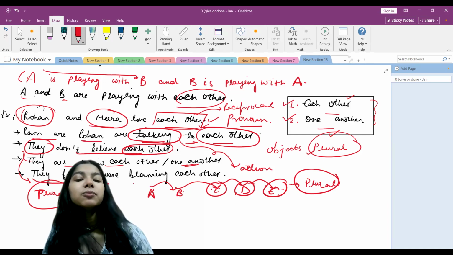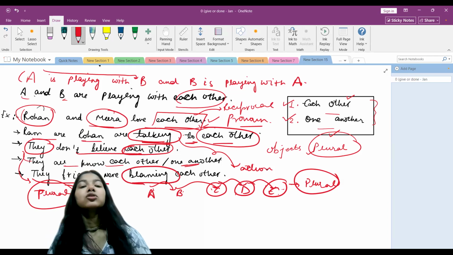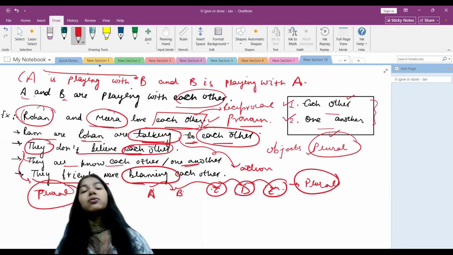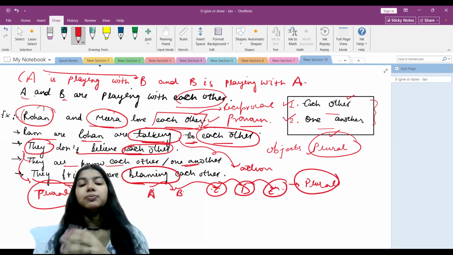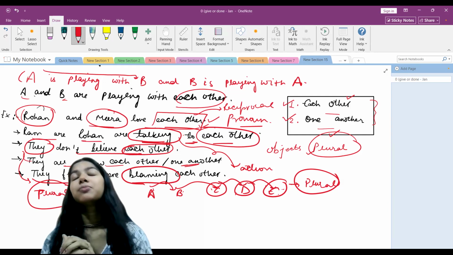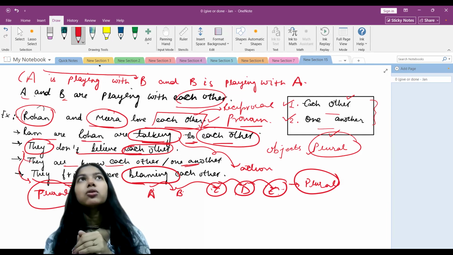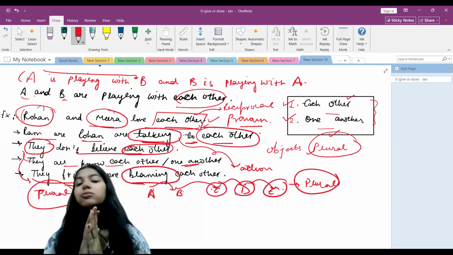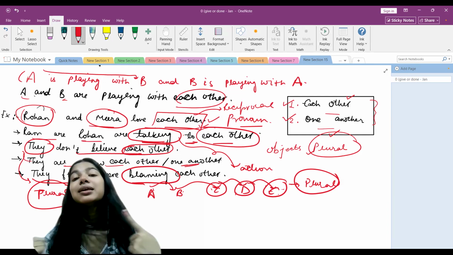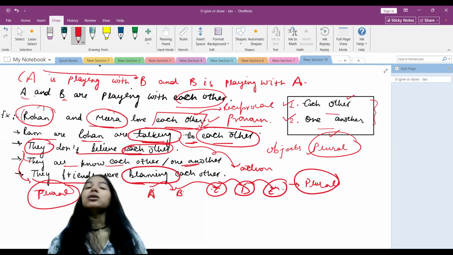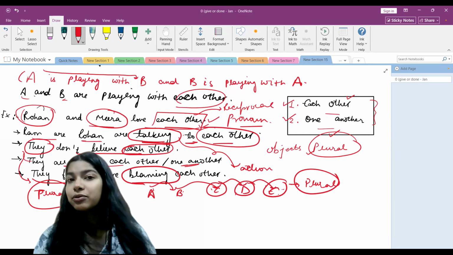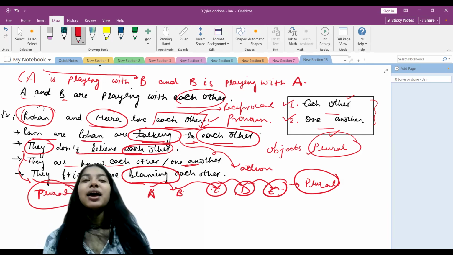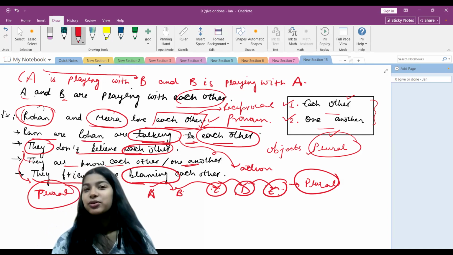Their friends were blaming each other. So what was happening is not only one was blaming, but all the friends were blaming each other. Let's say that one thing is broken by one person, so the whole group is blaming each other: no, this is done by you, because of you. This is broken by you. So everyone is blaming each other. So here we have done the reciprocal pronouns as well, and we are done with the types of pronouns.